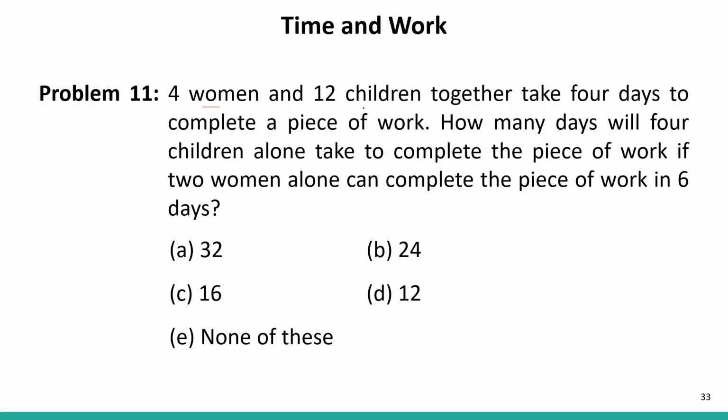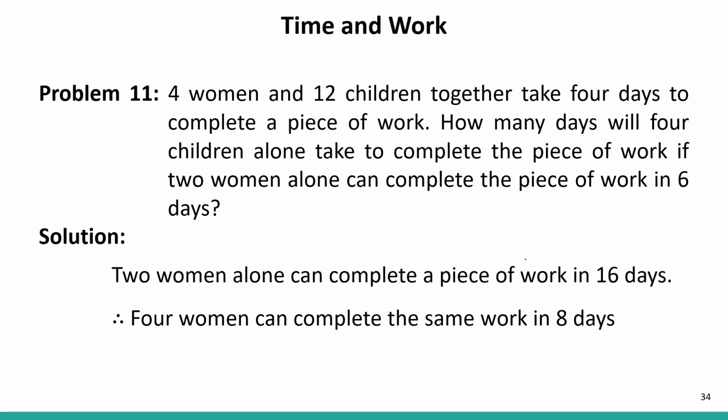So 4 women and 12 children together take 4 days to complete a piece of work. How many days will 4 children alone take to complete the piece of work if 2 women alone can complete the piece of work in 6 days? It is given to us that 2 by x is equal to 1 by 6. So this implies that x is equal to 12. So 1 woman will take 12 days to complete the same work.